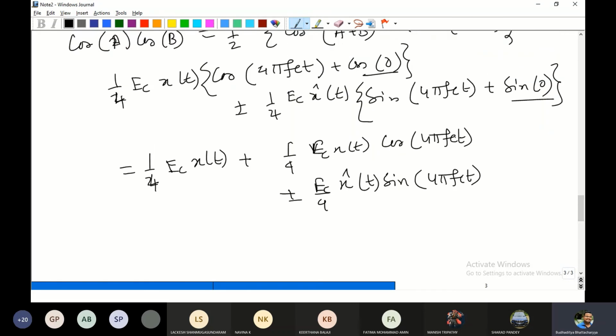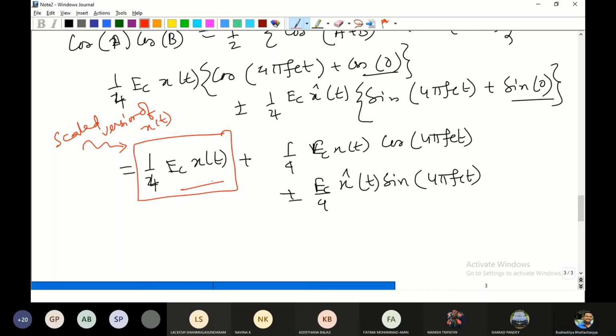Very simply, you can find it out from your understanding. Now you can observe a very interesting result. If you look closely at this first term, it is nothing but a scaled version of X(t), which is the message signal. So this is equal to the message signal.